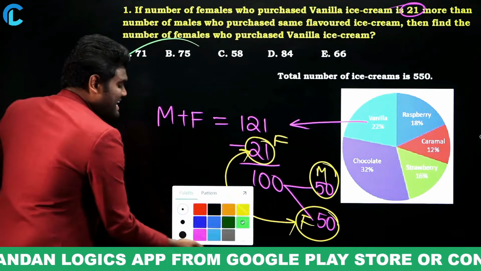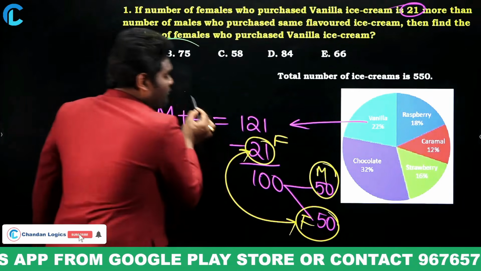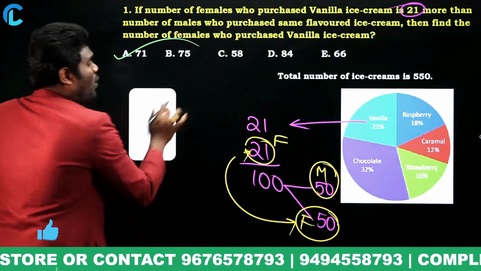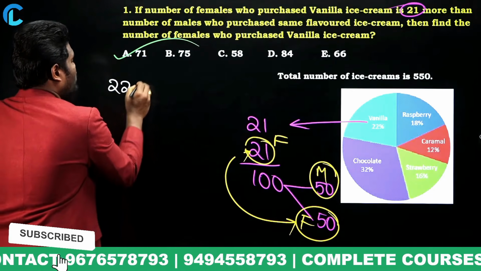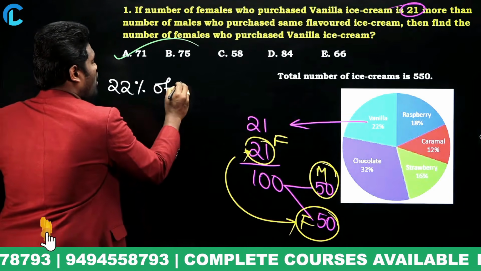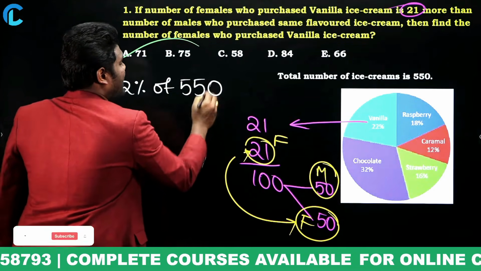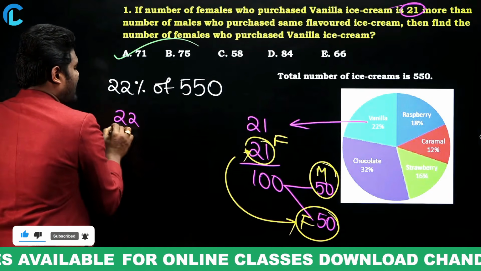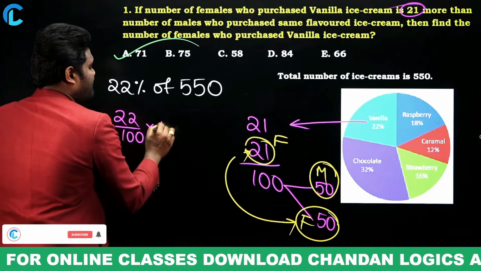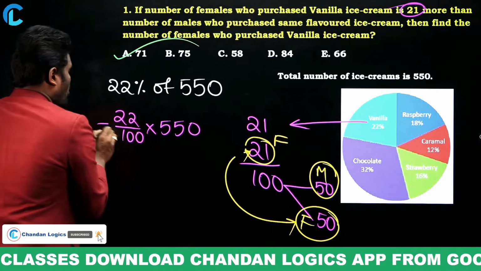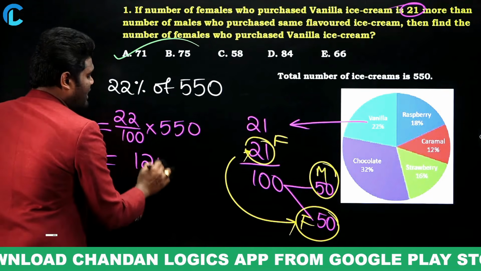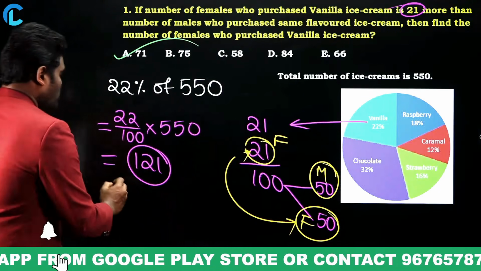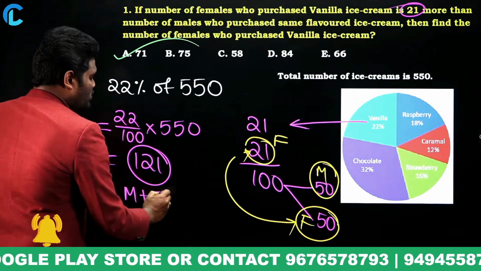And truly speaking, in examination, what will so many students do? Again, without doing the simple calculation, so many students will waste time in examination. How do they waste time? First they will calculate 22% of 550. Yes or no? To calculate 22% of 550, if you calculate, this is 22 by 100 into 550. Yes or no? When we simplify this, we get 121. Now this 121 is nothing but males and females combined together. So male plus female is equal to 121.